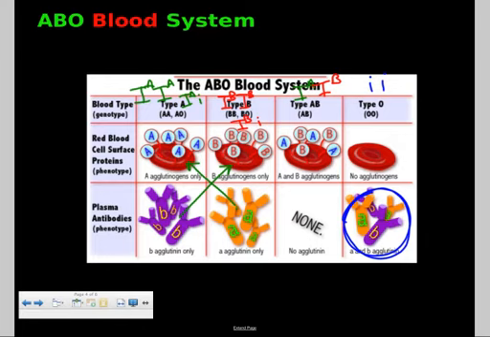Type AB individuals will not attack any blood that it encounters because it does not have any antibodies. Type B individuals will attack type A blood, and it will attack type AB blood because of the A antibodies. And a type A individual will attack type B blood or attack type AB blood because of the B antibodies. Well, what does that look like?